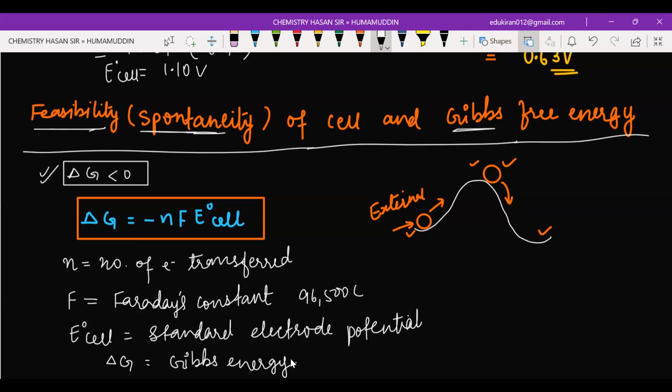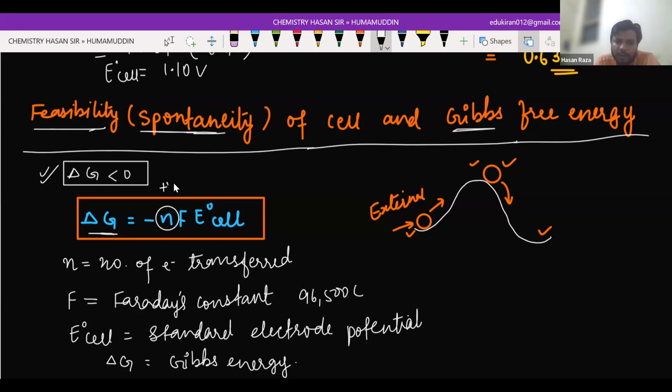Are you done with this? Yes, sir, done. Okay, now see, delta G should be negative for spontaneity. So you know that this n is a number which will be positive always. F is also a number, 96,500 coulomb, which is a scalar quantity. This will always be positive.